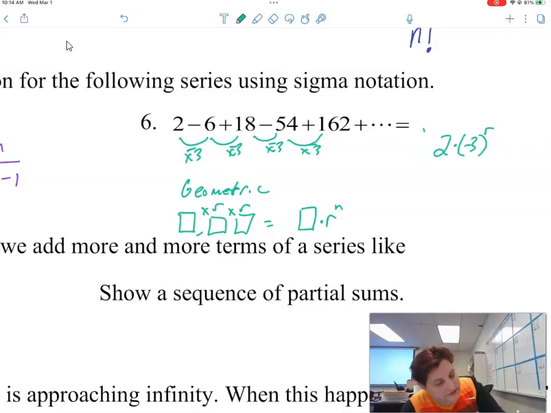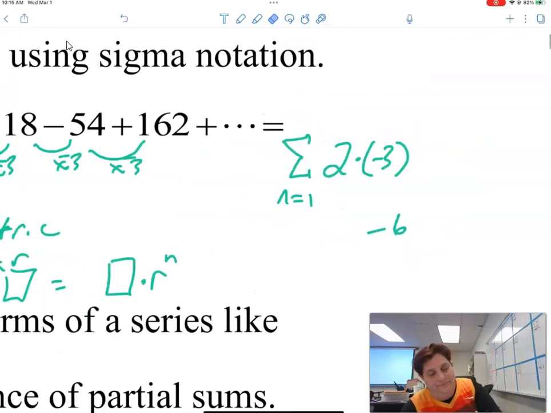Okay? Now, that was not a good sigma. Okay? From n equals 1. Now, right now, if I plug in n equals 1, I would get -6 for my first term, and that's my second term. So what could I do in order to do that? Well, one thing I could do, there's 2 ways to fix this, okay? Because that's my second term. I could either start at 0, and if I start at 0, 2 times -3 to the 0 gives me 2.